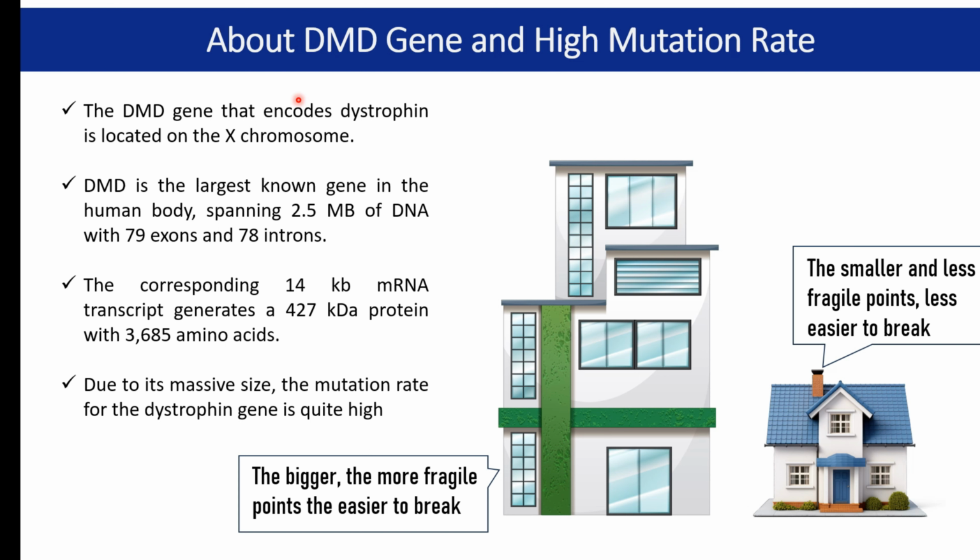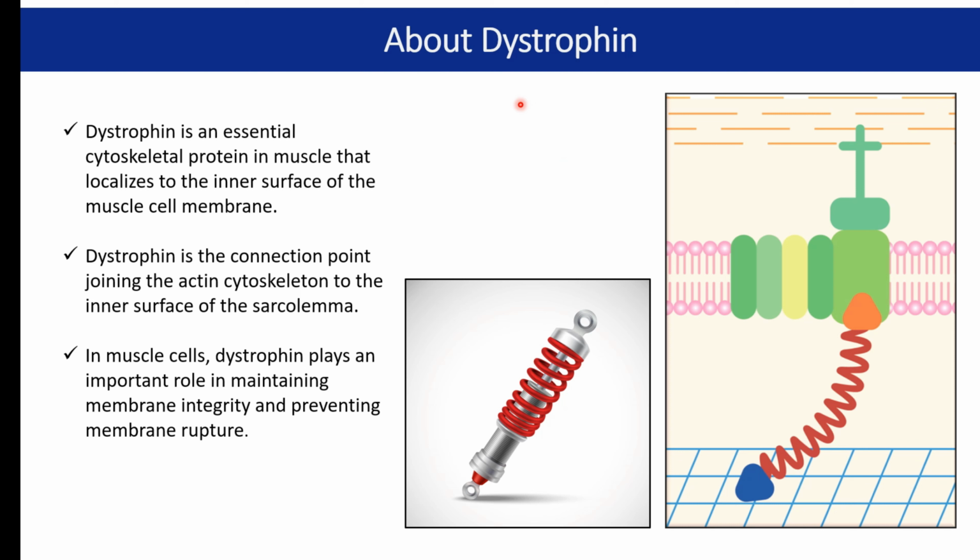Like, the gene is so big, so it comes with a lot of mutations. There are a lot of chances of different kinds of mutation, and many thousands of different muscular dystrophy types have been found. So let's talk about the dystrophin protein.